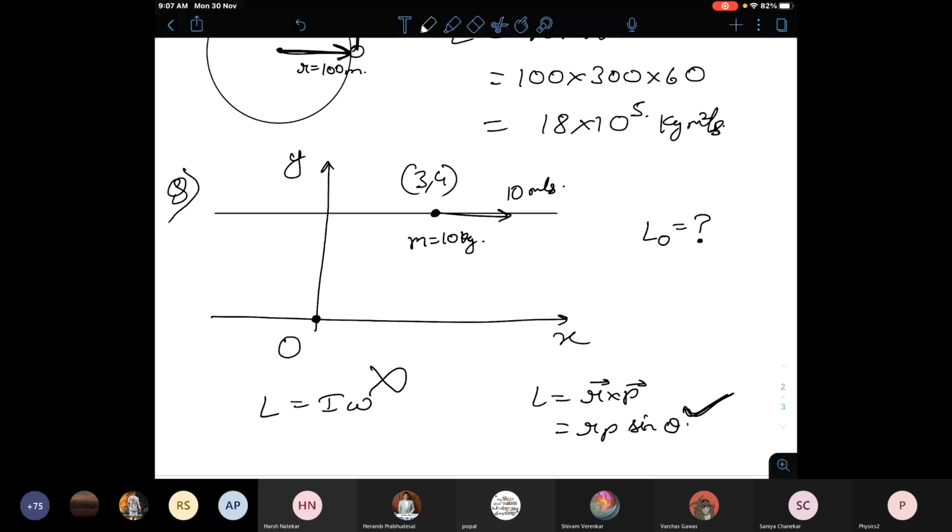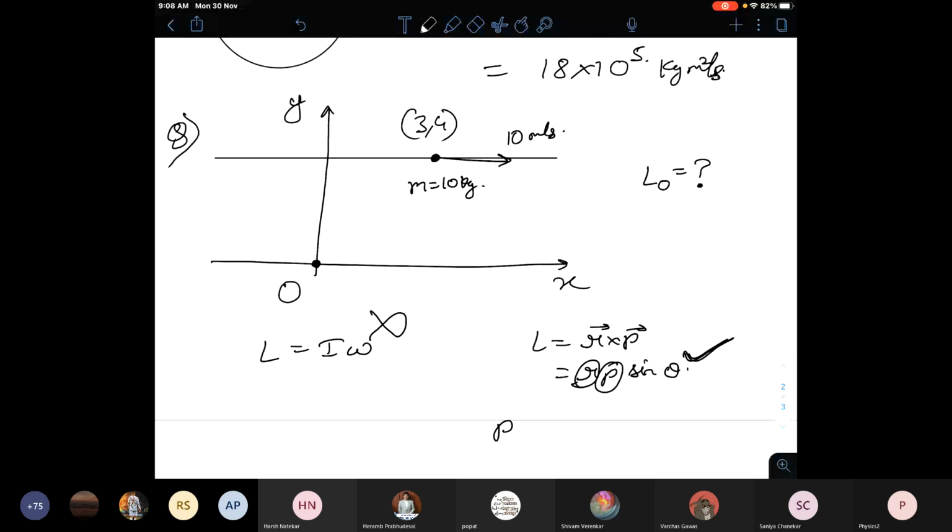Now, if you are using the second formula, you need the r vector, the magnitude of the radius, and you need the momentum. Momentum is easy to calculate. P can be calculated as m into v. M is 10. V is 10. So this comes out to be 100 kg meters per second. Linear momentum is 100 kg meters per second. No doubt in that. No problem, I have the momentum.